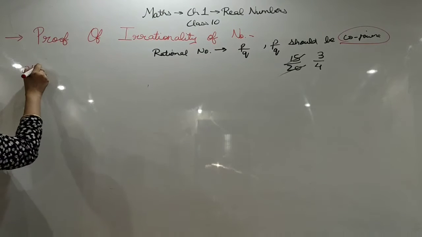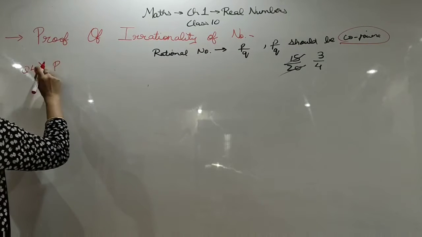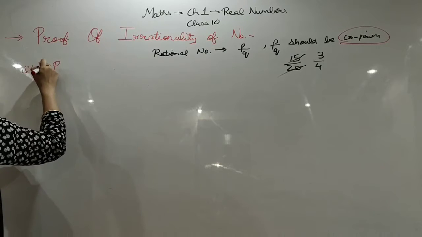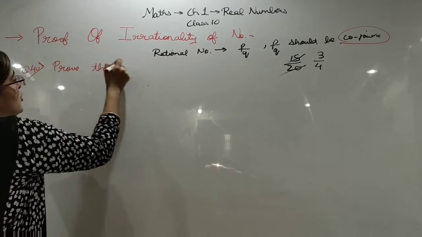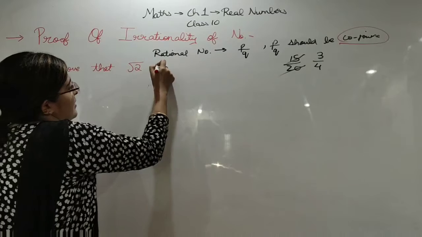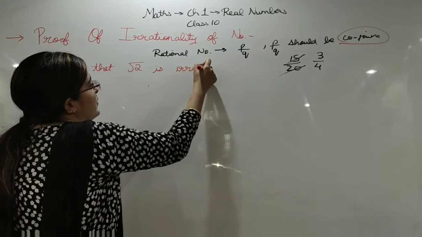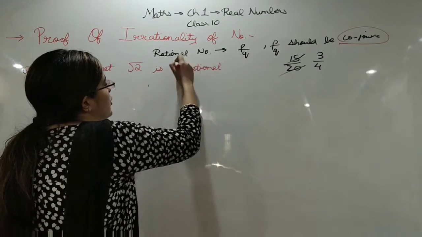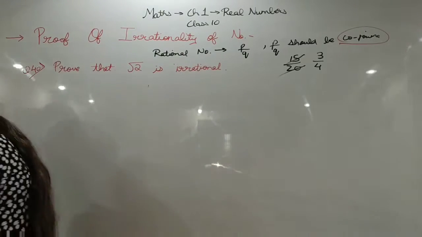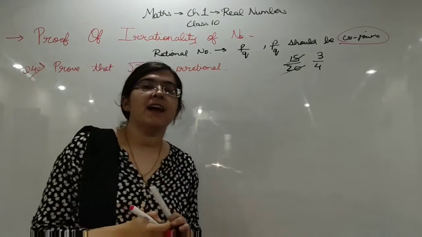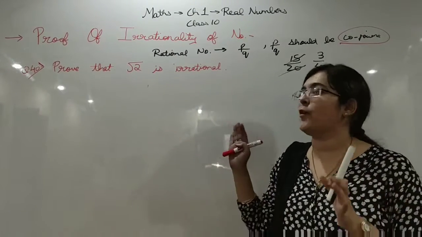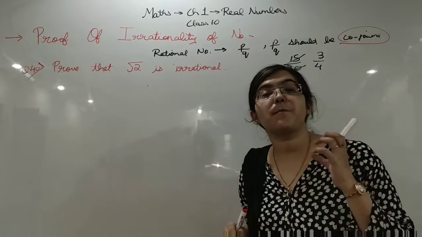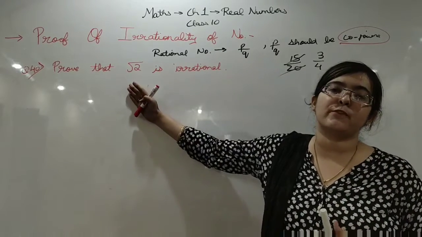Your question number 40 is: prove that root 2 is irrational. What do you have to prove? Prove that root 2 is irrational. Students, don't write anything. This is a new variety of question. First, see how we have to solve it. There is a procedure to solve these types of questions.